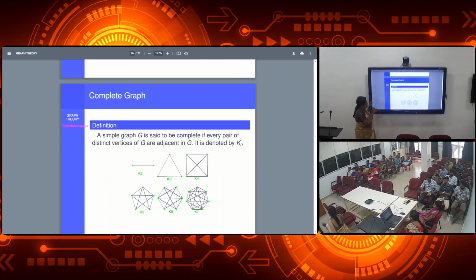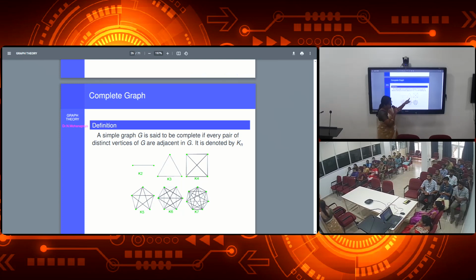Next, complete graph. So complete graph is nothing but all the vertices should be adjacent to each other. Each and every vertex should be adjacent to each other. For example, if I consider K2, here N denotes the number of vertices. K2 means here we have two vertices. The first vertex should be adjacent with the second vertex and the second vertex should be adjacent with the first vertex. That is K2. Likewise K3, here we have three vertices.